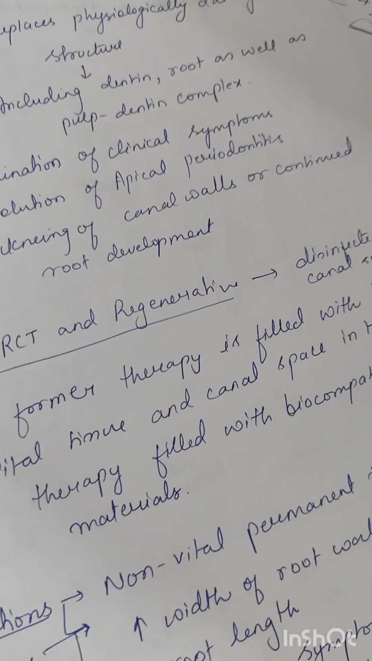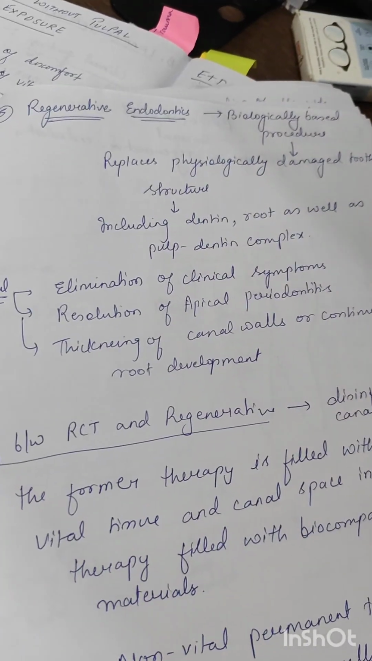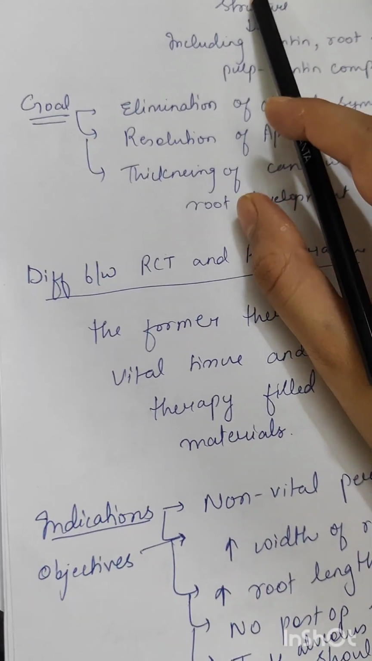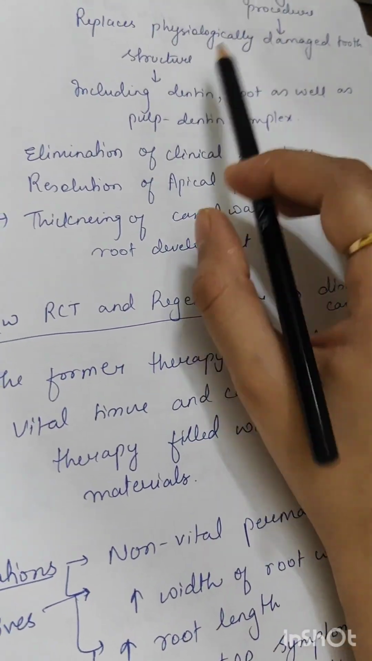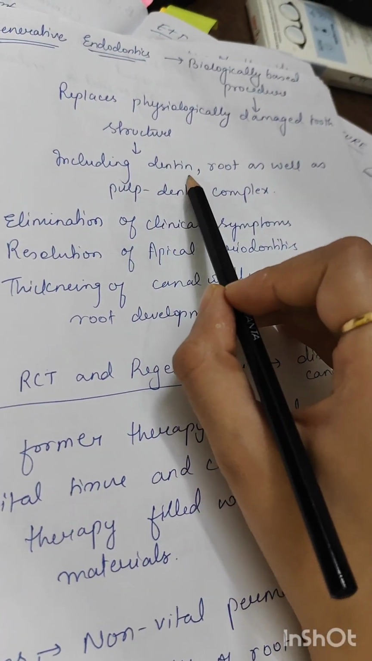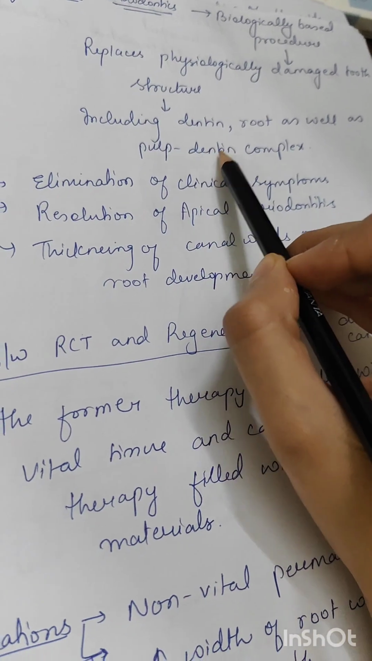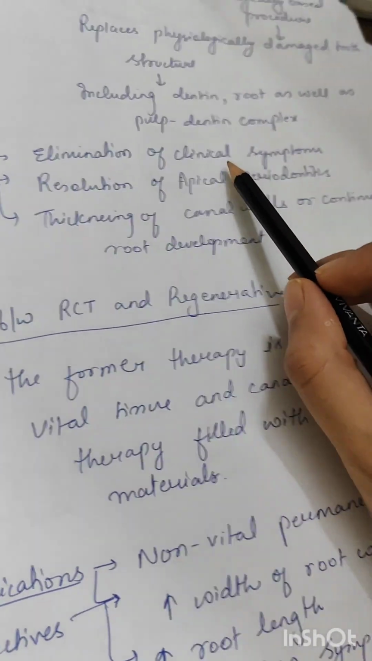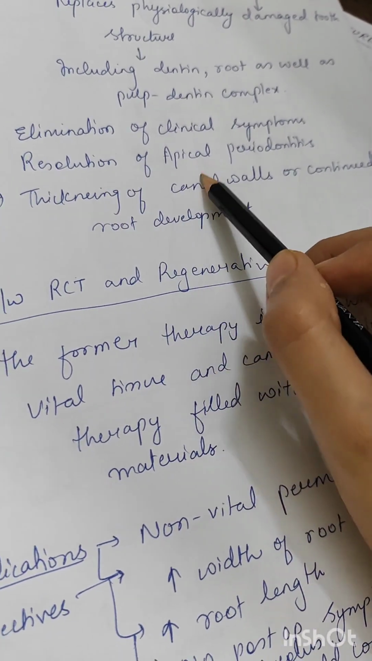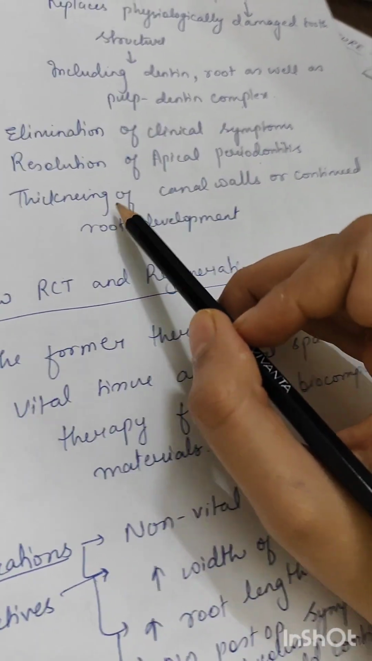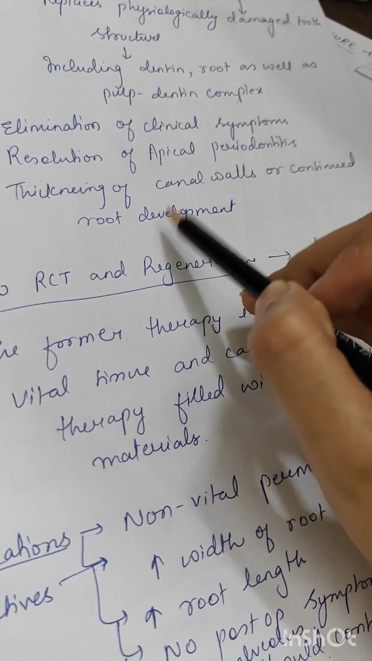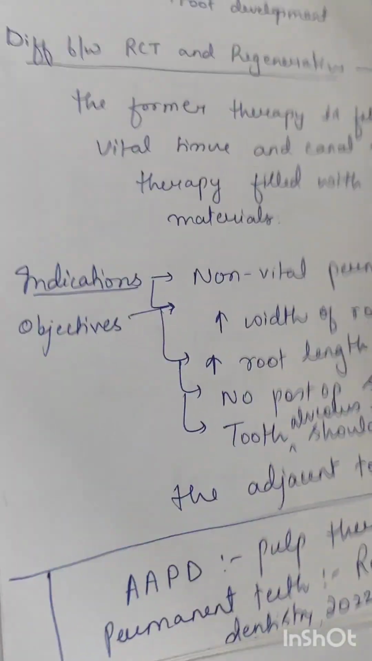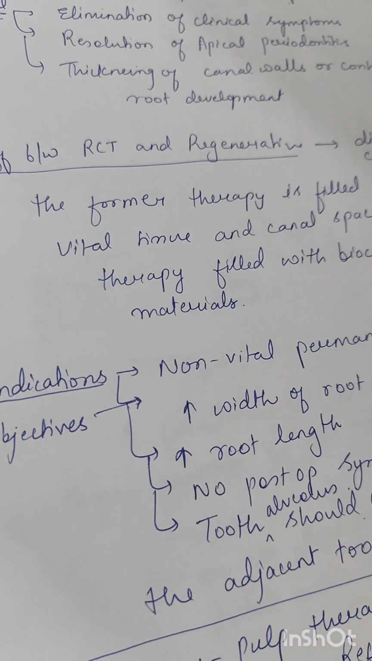Now last is the regenerative endodontic procedure. It is a biologically based procedure. It replaces the physiologically damaged tooth structure, including dentine and root as well as the pulp dentine complex. The goal is to eliminate the clinical symptoms, resolution of apical periodontitis, thickening of the canal walls, or continued root development. What is the difference between the root canal treatment and regenerative endodontics?